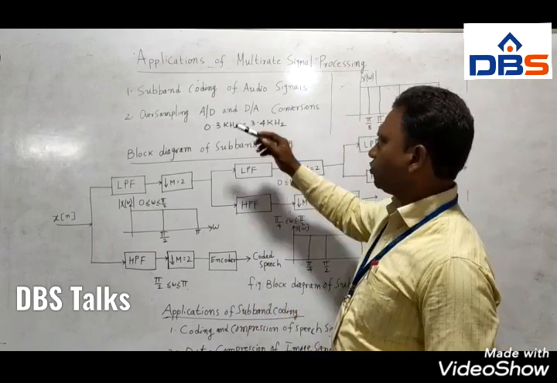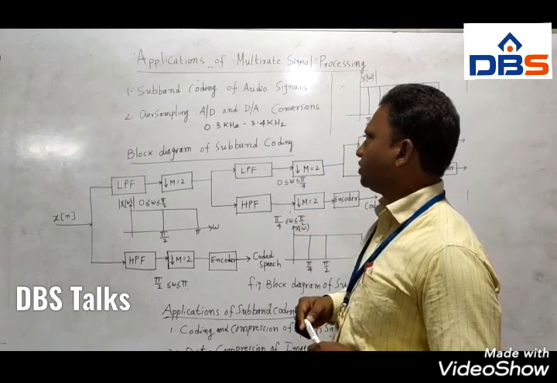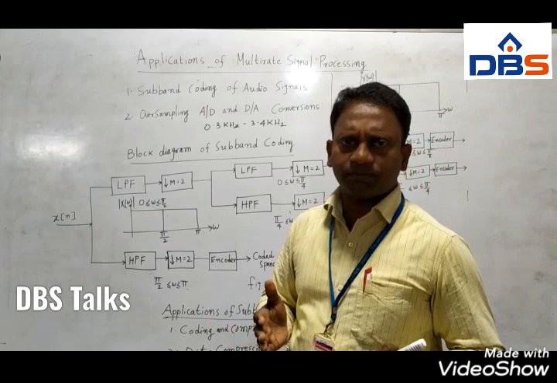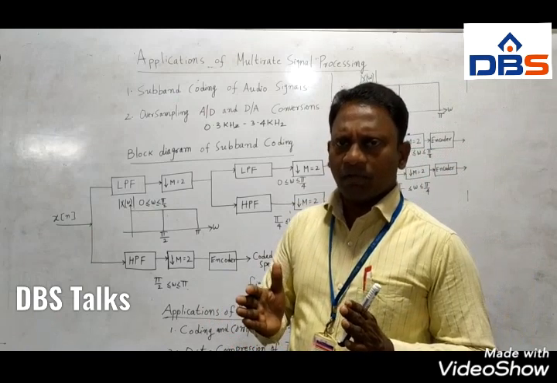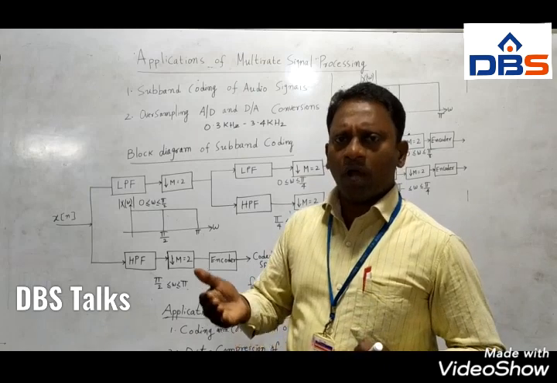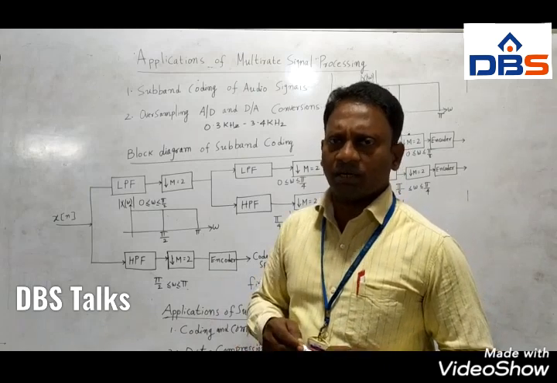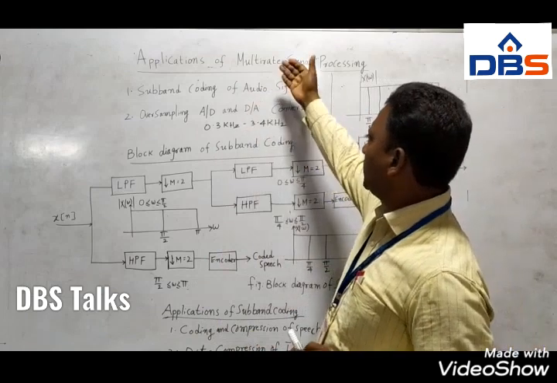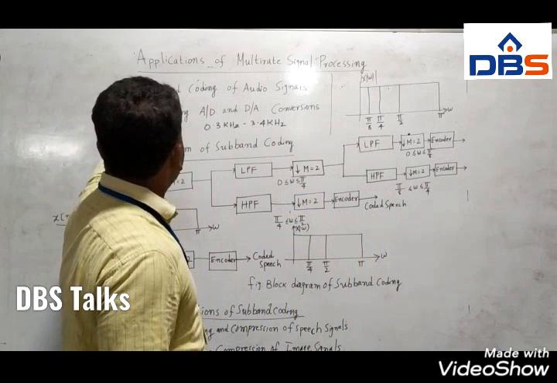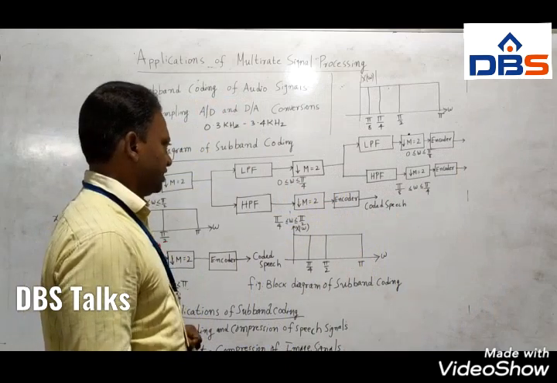And the second one is oversampling A to D and D to A conversion. When you do the oversampling, there is a very large correlation between the adjacent samples, and in that also we use multirate signal processing. Okay, first we will discuss this subband coding of audio signals.